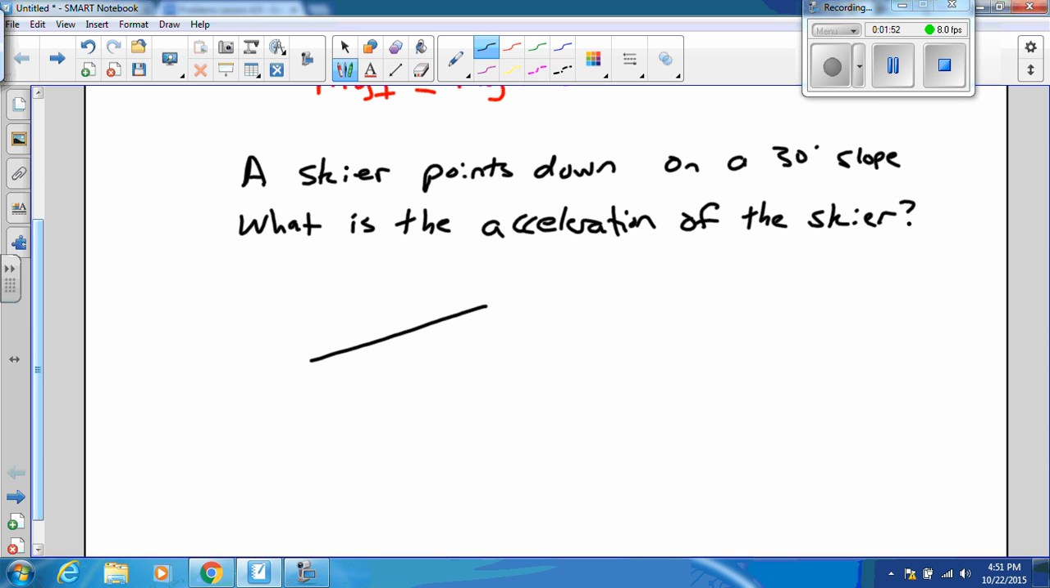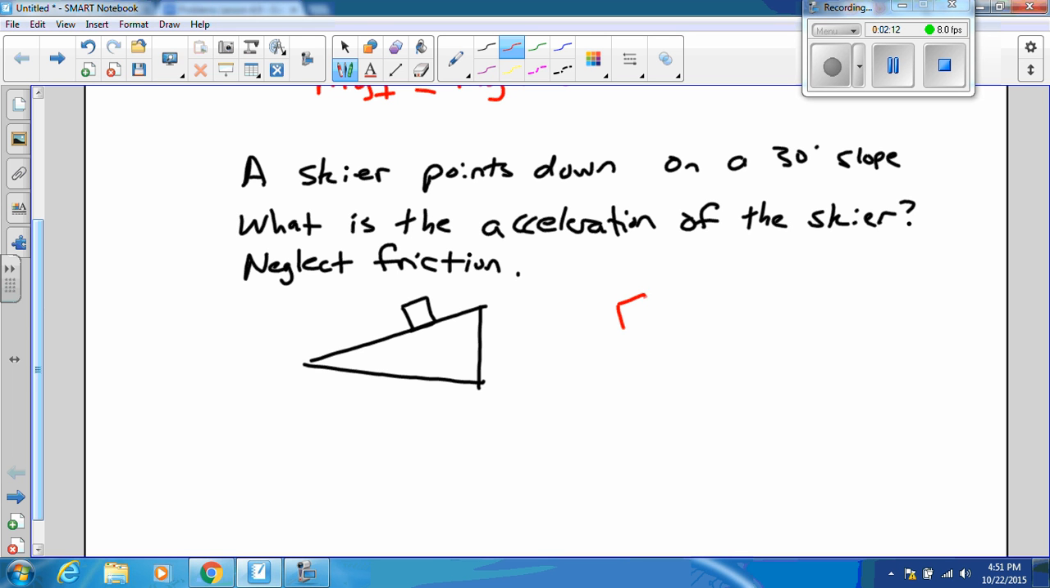All right, so we're going to draw ourselves a free body diagram. Here's the skier, represented as a block. And for this particular problem, I should say, we are going to neglect friction. Skier has well-waxed skis. Okay. So now we draw ourselves a free body diagram, a skier of mass m. Notice that the mass of the skier was not given, and that's okay. We're going to find that it's going to cancel out in the end.